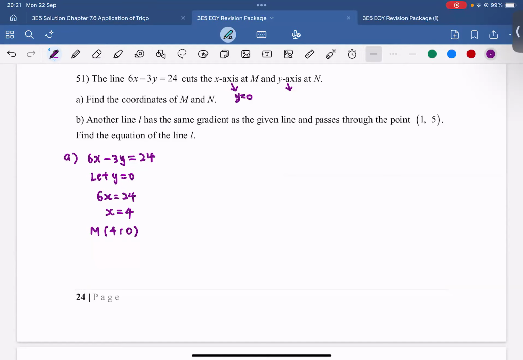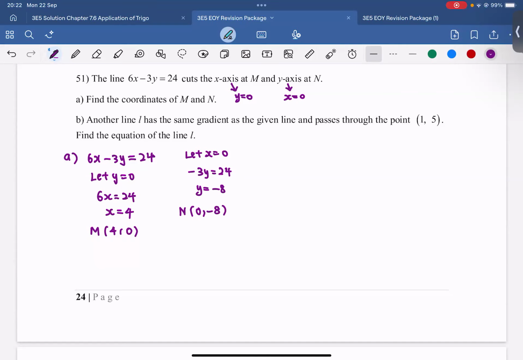Okay, next. When it cut y-axis means what? Anyone? Gavin? Cut y-axis means what? x is equal to 0. Correct. So what we do, we let x be 0. Then 6 bracket 0 becomes 0. So becomes minus 3y equals to 24. Divide by negative 3, y equals to negative 8. So N is just 0, comma, negative 8.